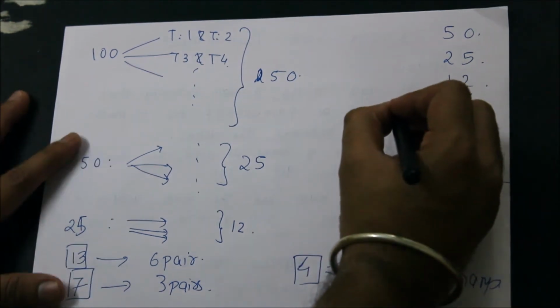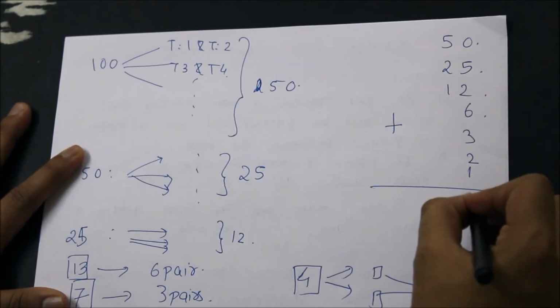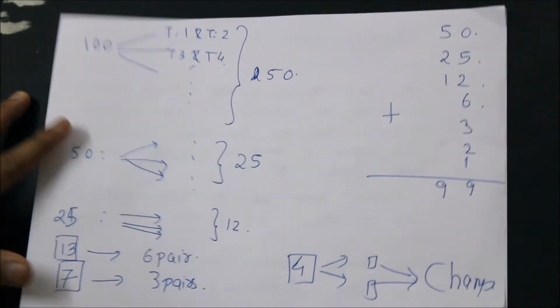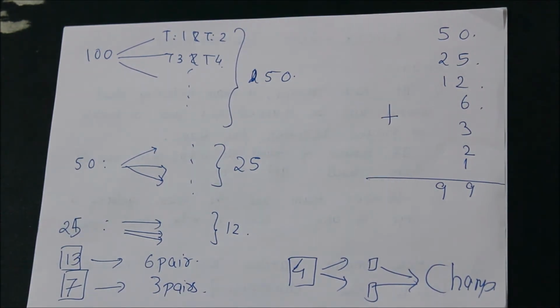So if I add them up, this is 9, this is 9. So if there are 100 teams in a knockout tournament, you will need to conduct 99 matches to get the champion. So I hope this was clear.